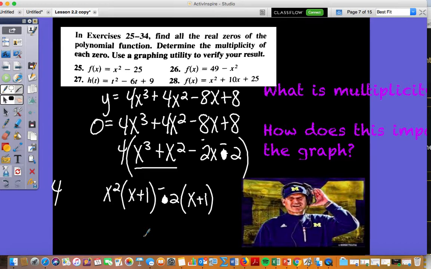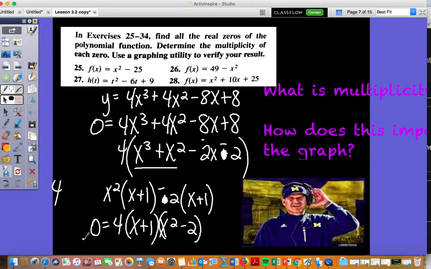Yeah, both are x plus 1s. So we can just have an x plus 1 times x squared minus 2, and then don't forget that 4 on the outside that we had pulled out from the original one here. So we have 4 times x plus 1 times x squared minus 2, and it's equal to 0. So what do I do in order to solve for the zeros that are here?